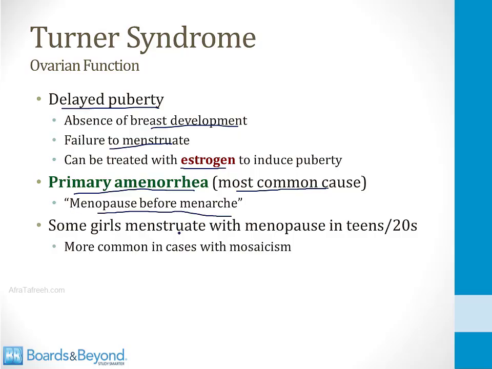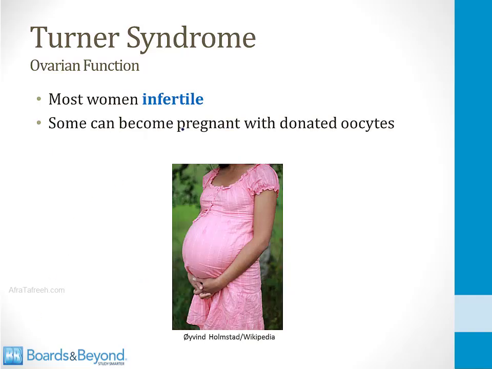Now, some girls will menstruate and develop menopause early in their teens or 20s. These are usually girls with the milder form, the mosaic form of Turner syndrome. Most women with Turner syndrome are infertile. As I mentioned before, they are born with 0 or relatively few ovarian follicles. Some women can become pregnant if they use donated oocytes because they can carry the baby to term once the egg has been fertilized.